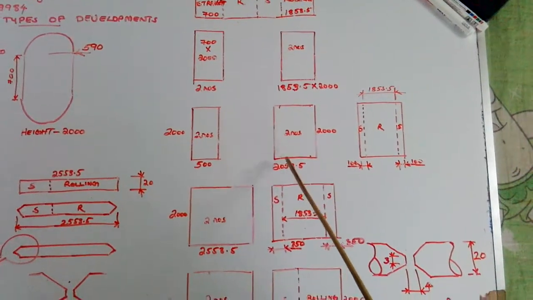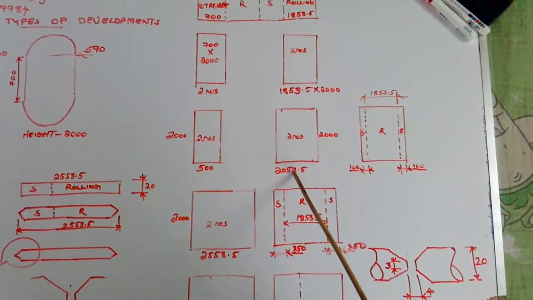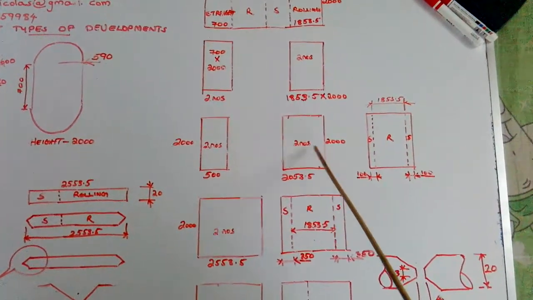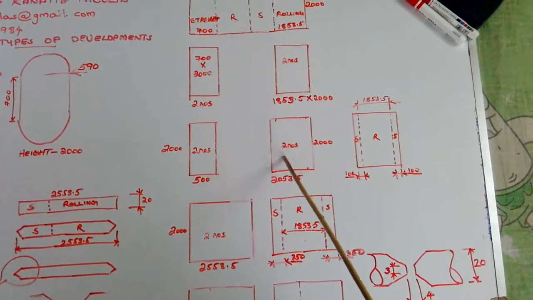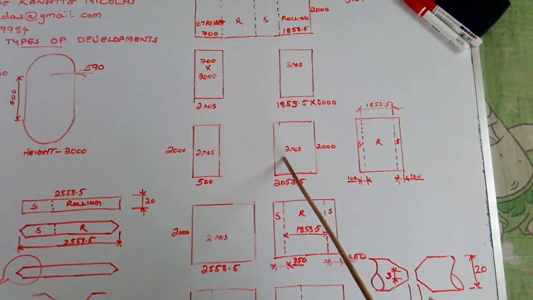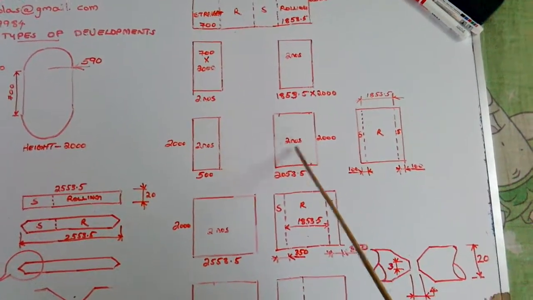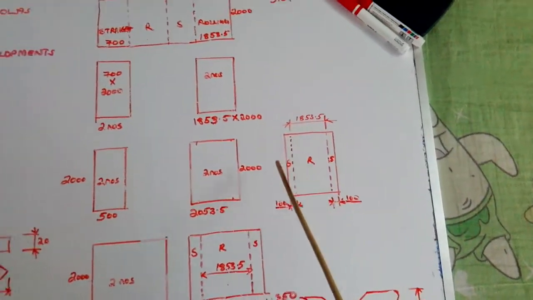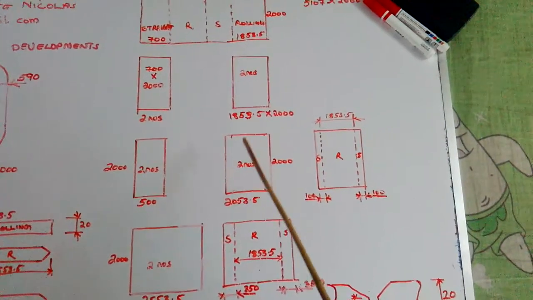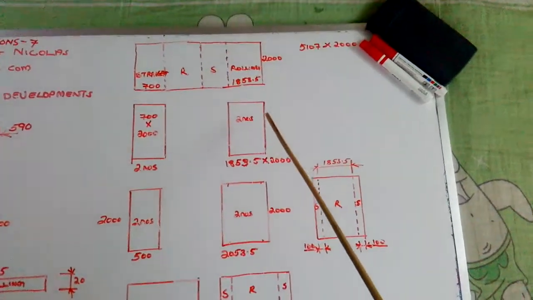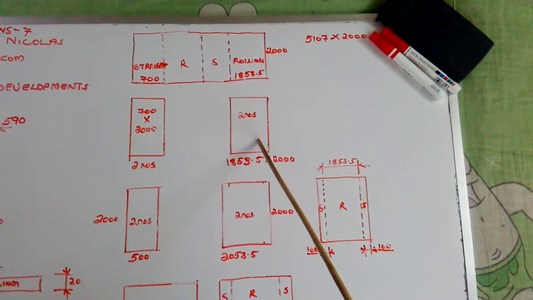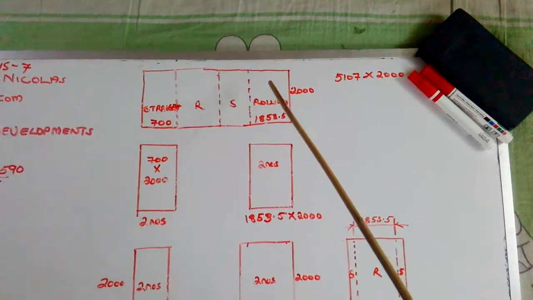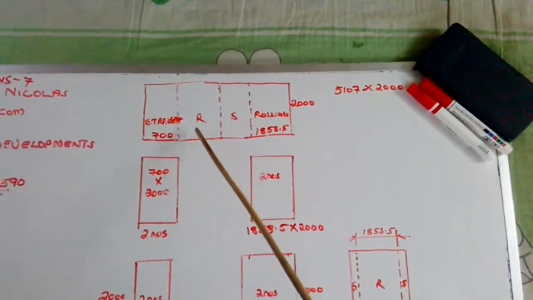But I have written 2053. Why? We have added 100 mm here and 100 mm here. But actually the center rolling portion is 1853.5. 1853.5 plus 100 plus 100 is 2053.5. The actual rolling area is 1853.5. Here also the rolling area is 1853.5. Here also your rolling area is 1853.5. This is rolling area and this is also rolling area.